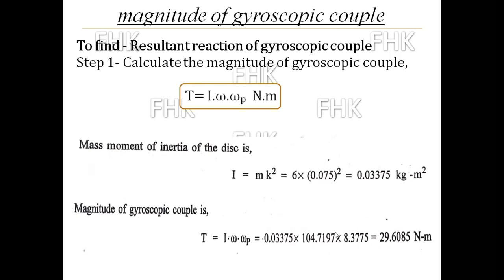So after solving this equation, I found the value of torque, the magnitude of the gyroscopic couple, is equal to 29.6085 Newton meter. After solving up to here, I will get 4 marks. Now the main part is to find the direction of the gyroscopic couple, which is for 8 marks. So the total problem is of 12 marks in examination.